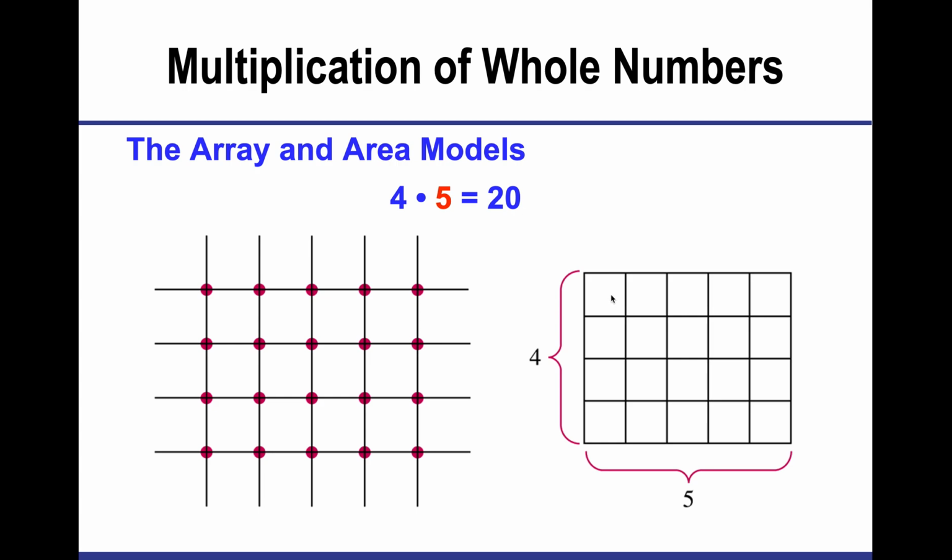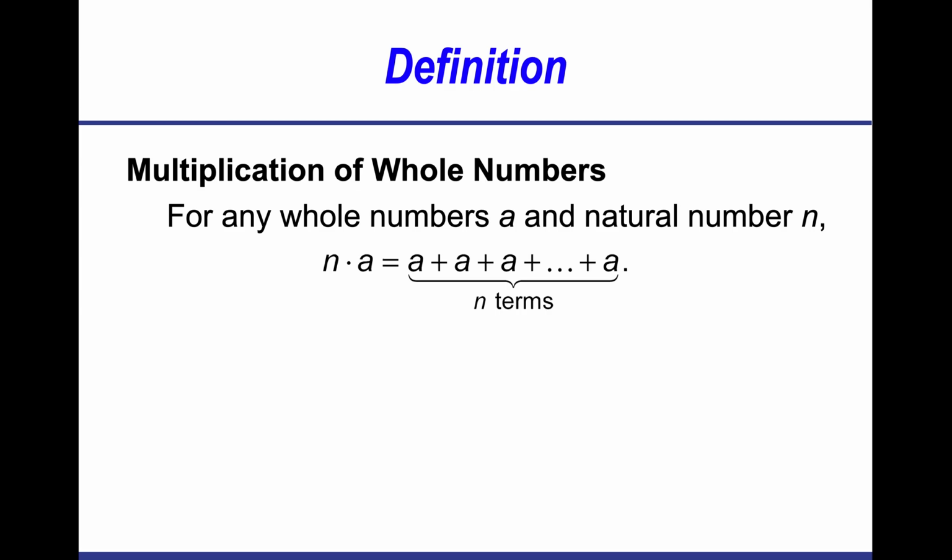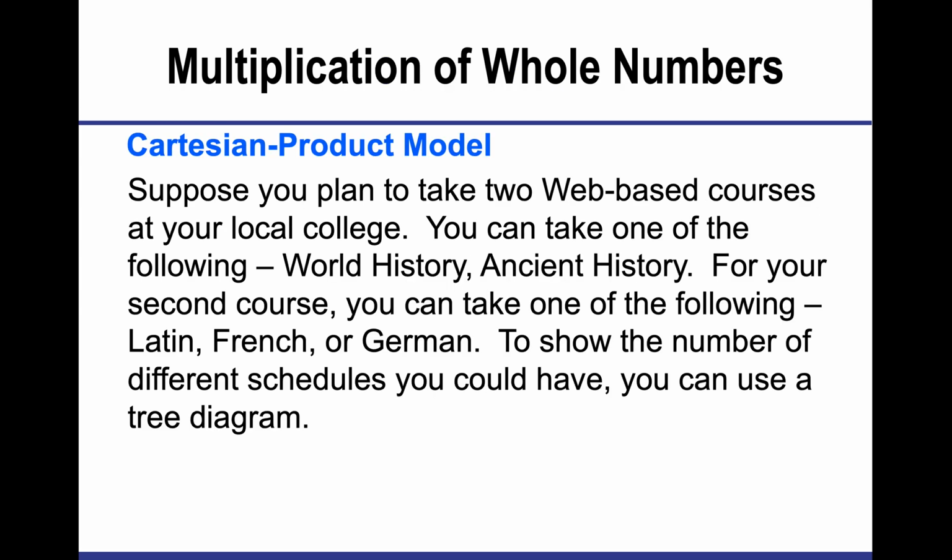An area model is like an array, but instead of dots, we have squares. So they're still counting by 5, 10, 15, 20, but I don't have dots on there. I'm just counting the number of squares. For any whole number n, n times a is going to be the repeated addition of that a value.